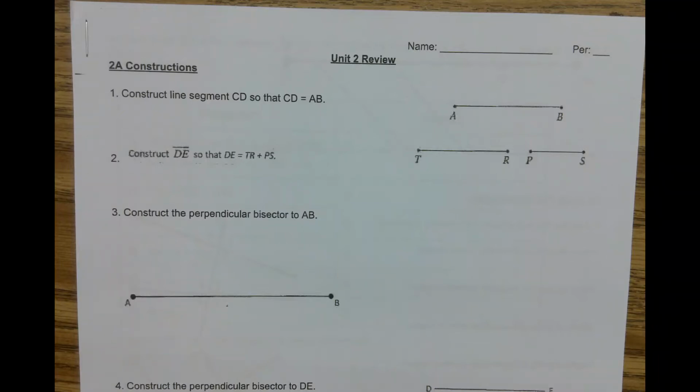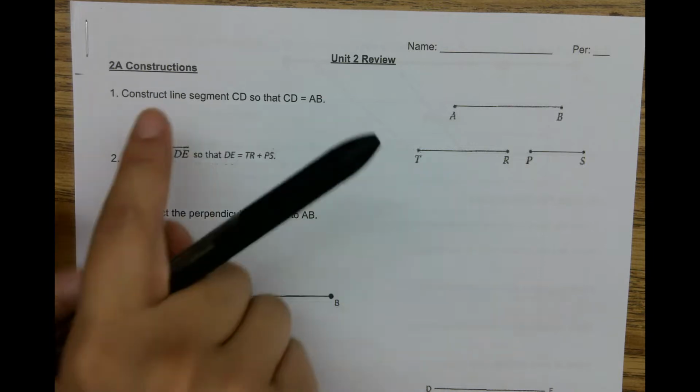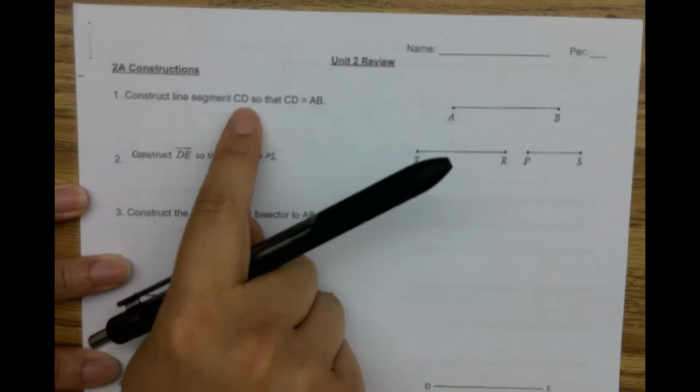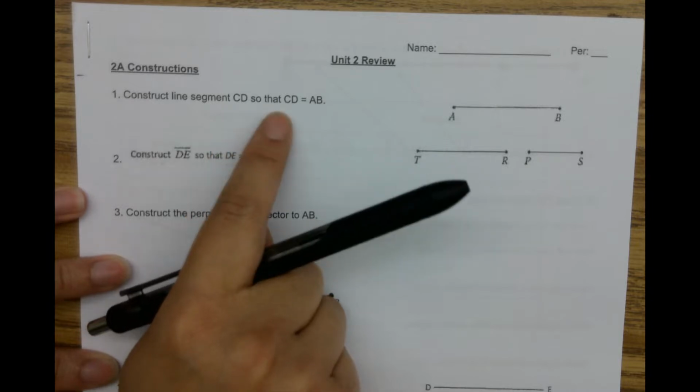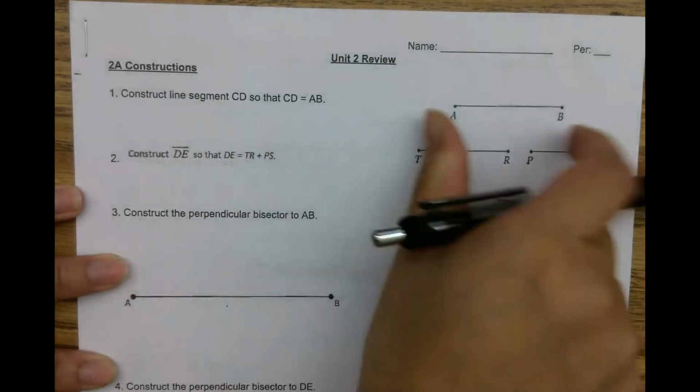Hi guys, so I'm going to be doing the Unit 2 review here for geometry, so let's get started. Number 1 asked me to construct a line segment. It's known as CD, and we want CD to be equal to the length of AB.